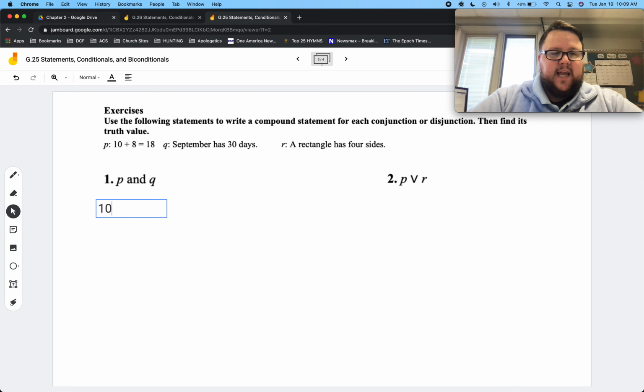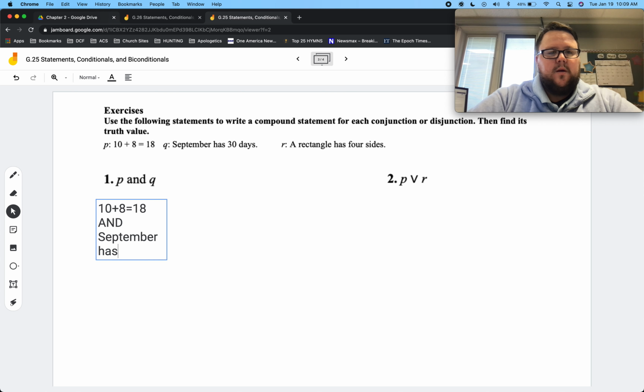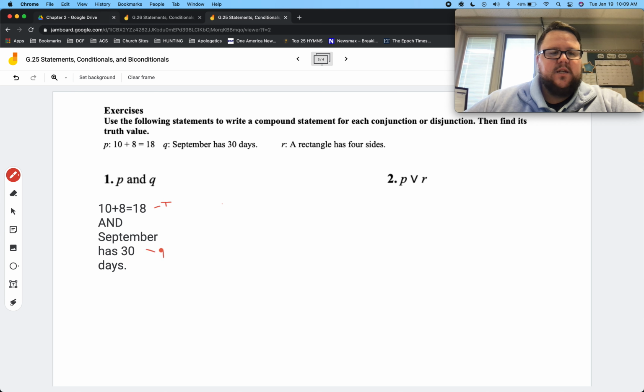So we're going to read this, write this, P and Q. So P says 10 plus 8 equals 18. And September has 30 days. So now I'm going to decide, is that true? 10 plus 8 equals 18 is true. September has 30 days is true. And it's and, so they both have to be true. And since they're both true, this statement is true. So number 1 is true.